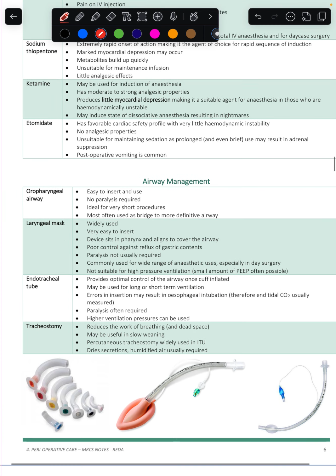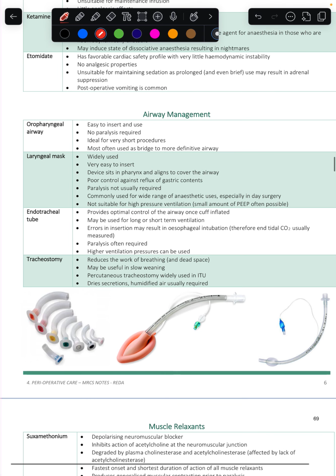Postoperative vomiting is common. So how is the airway managed? These are the important airway management devices. The oropharyngeal airway is easy to insert, and no paralysis is required. You can directly put it in. This is the oropharyngeal airway, just to maintain the airway, this one is the laryngeal mask, and this is the endotracheal tube.